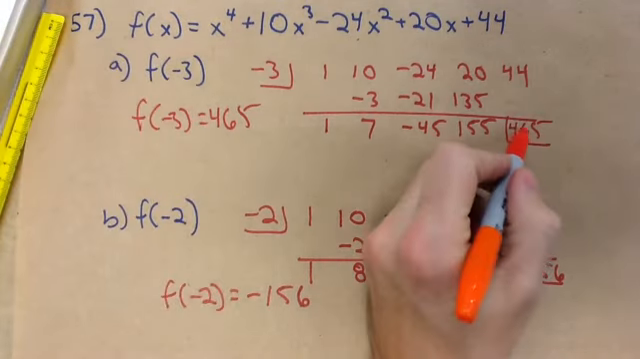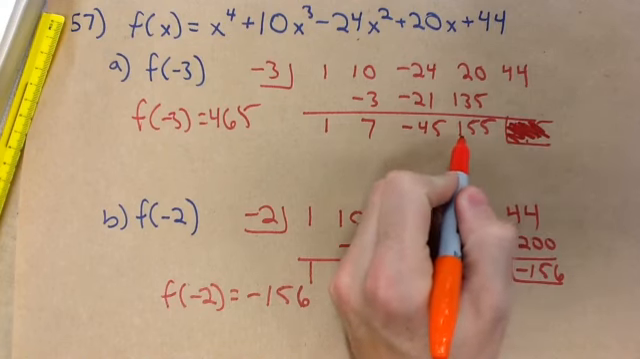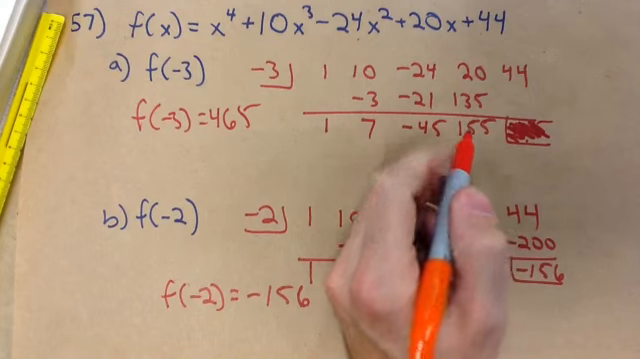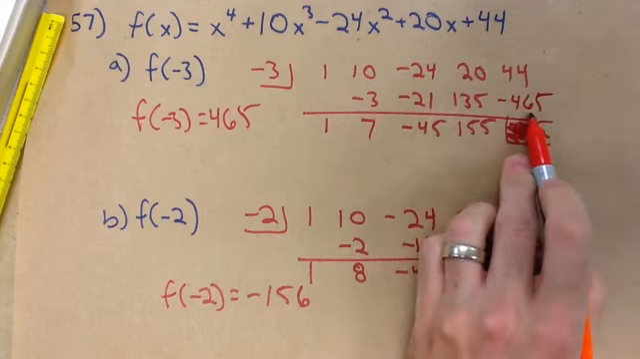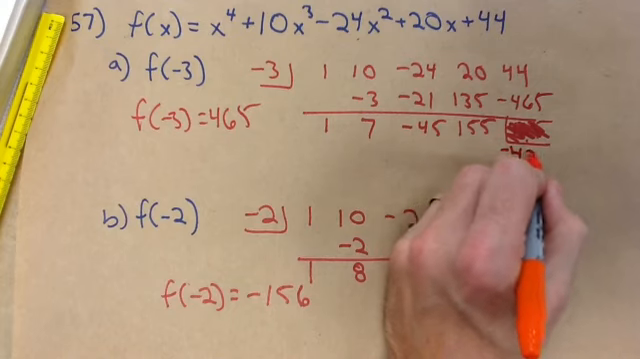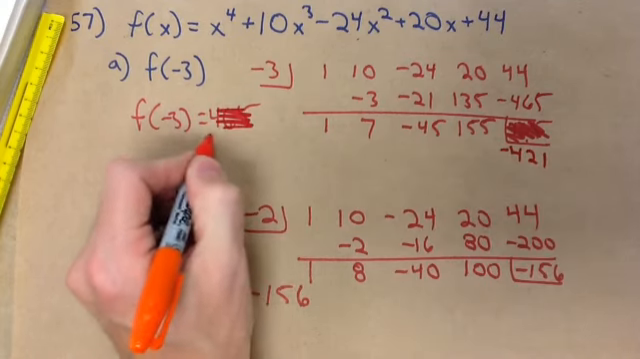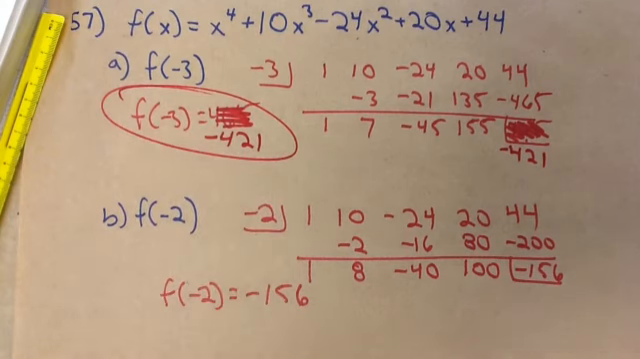Oh, I made a slight error up here. This is 155, so we said 155 times 3 is 465, so that's negative 465. Minus 44 is negative 421. So this should be negative 421. I think I caught that.